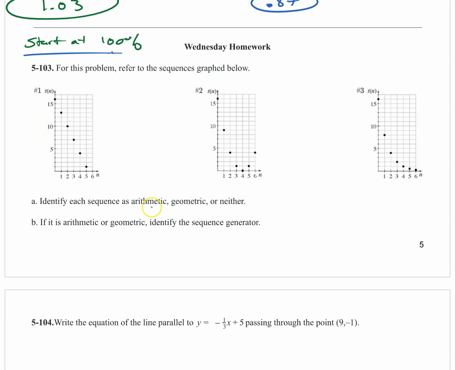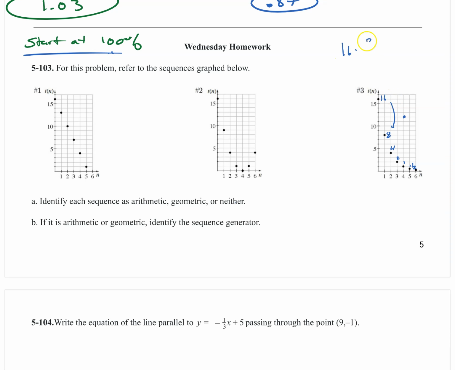Identify each sequence as arithmetic, geometric, or neither. And if it's arithmetic or geometric, identify the sequence generator. Let's check out part C, or number 3 actually. Number 3 it says. So we're at 16, then 8, then 4, then 2, then 1. This looks like a half. You can see that it's dividing by 2. But we don't want to say divide, we want to say times.